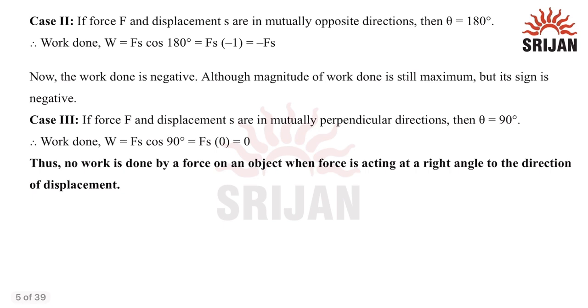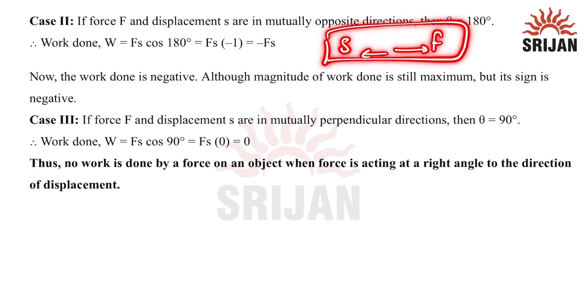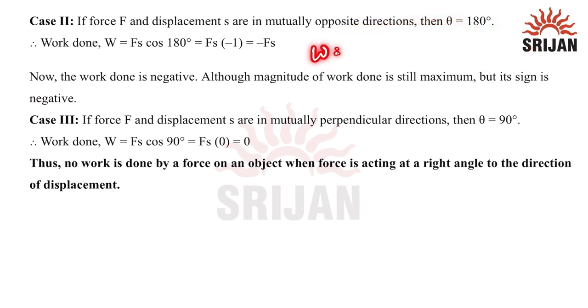Second condition could be that force and displacement are in opposite directions. This mainly happens in case of friction. Here theta is 180 degrees, and we know that cos 180 degree is equal to minus 1. So work done here we will get is minus F into S. Now the work done is negative, although the magnitude of work done is still maximum, its sign is negative.